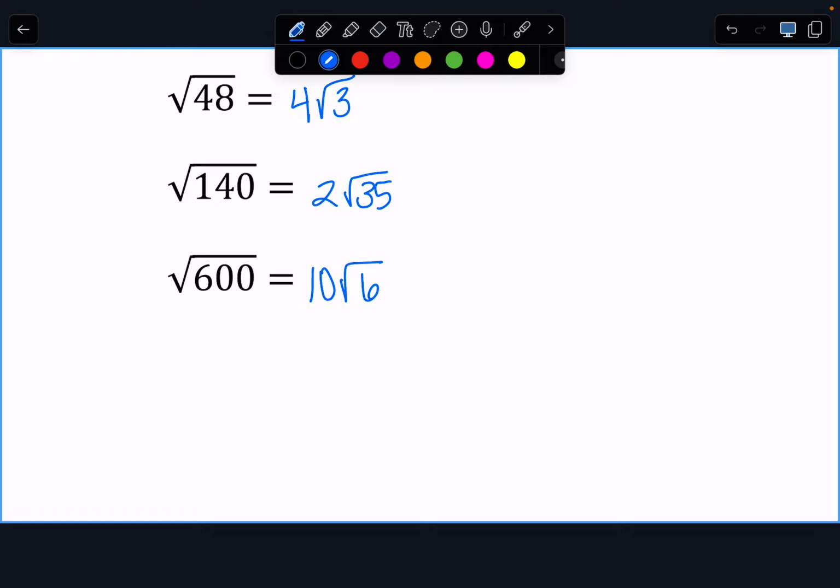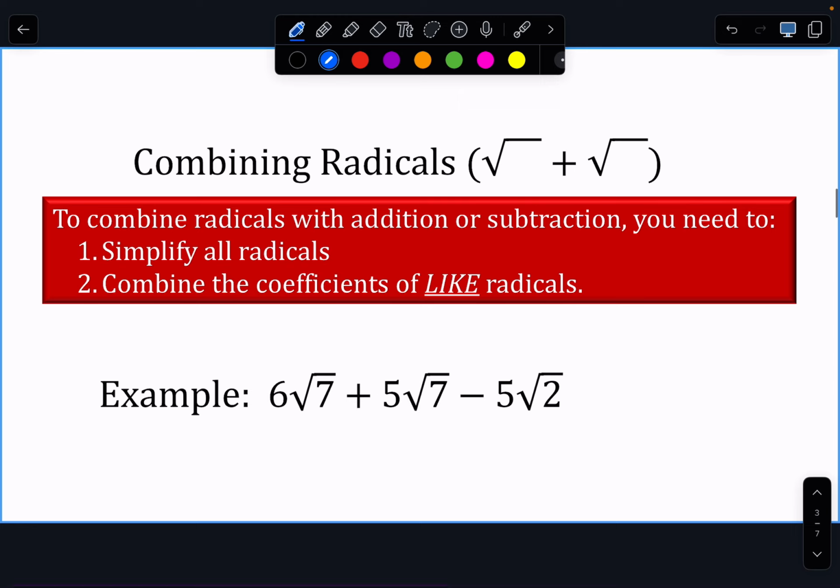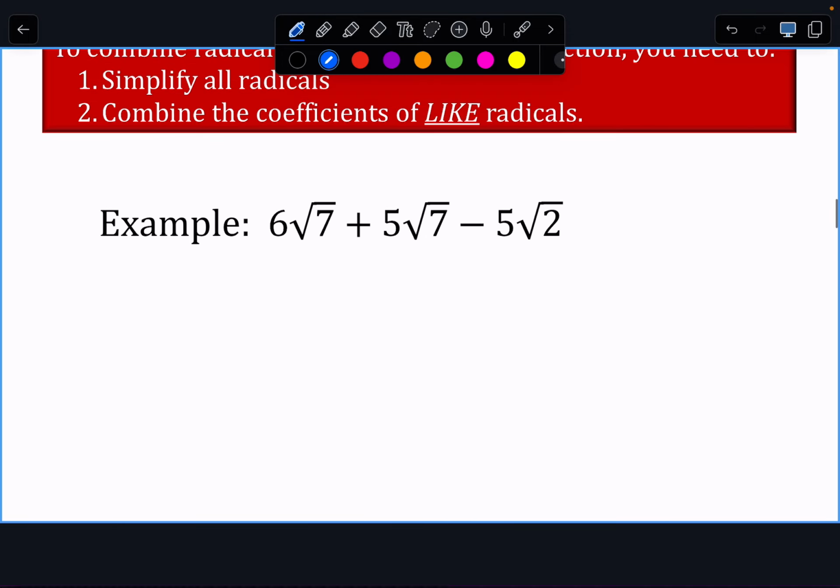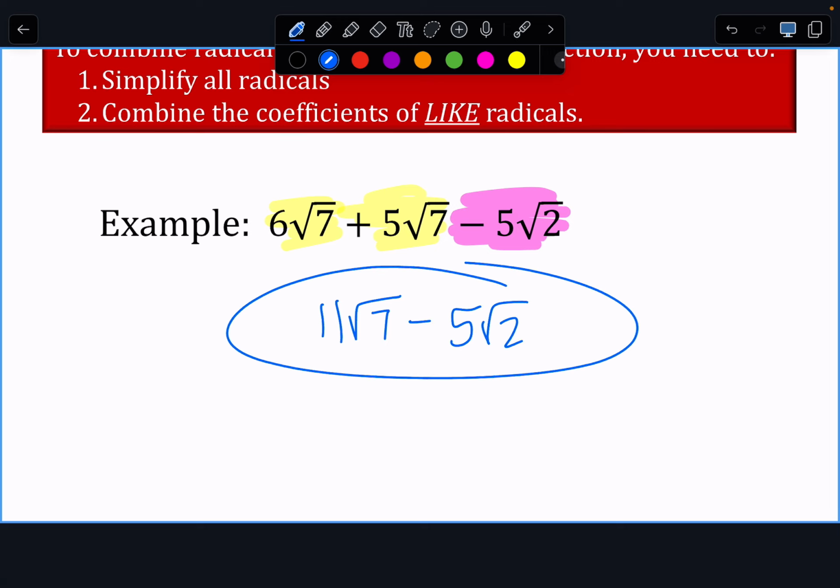Now, let's talk about what happens when we add and subtract. Just like with our algebraic expressions, we can only add and subtract like radicals. So, are all of these radicals alike? No. These two are alike, but this one is different. So we can combine 6 root 7 plus 5 root 7 to be 11 square root 7 minus 5 square root 2, but we cannot combine that any further.